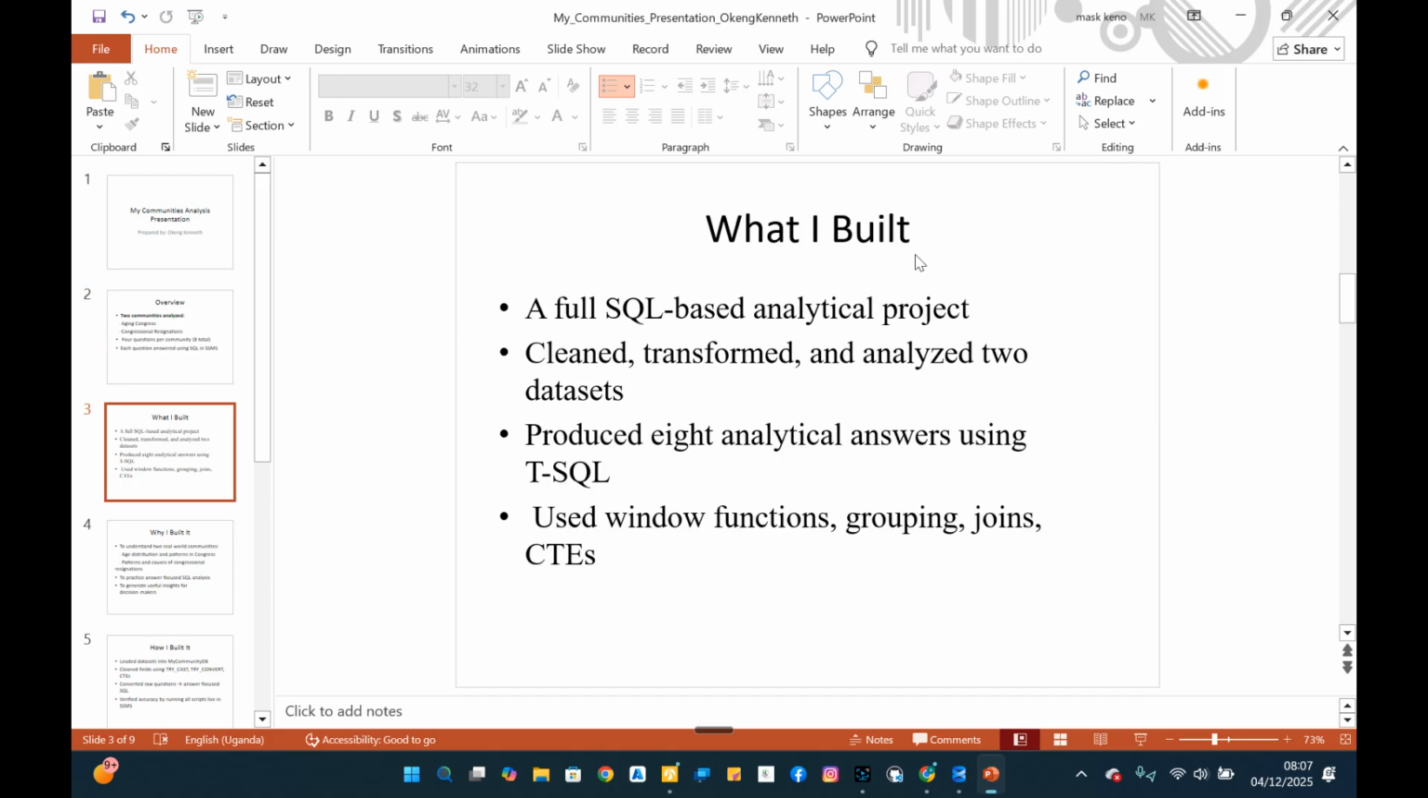So what I built: I built a full SQL-based analytical project, which cleans, transforms, and analyzes 2 datasets, which I've talked about. I produced 8 analytical answers using Transact-SQL, the standard query language. I used window functions, grouping, joins, and CTEs.